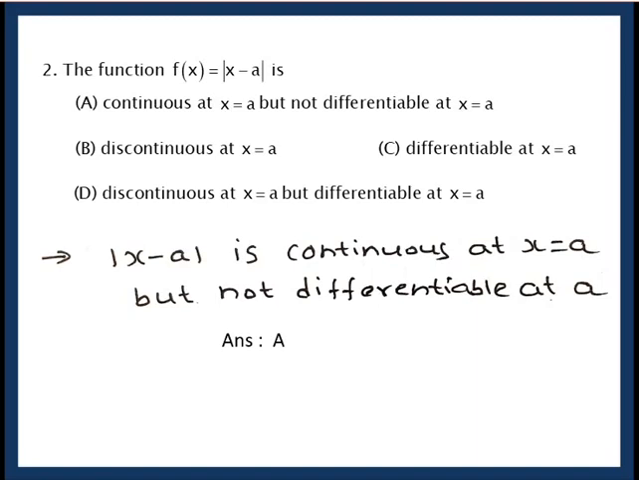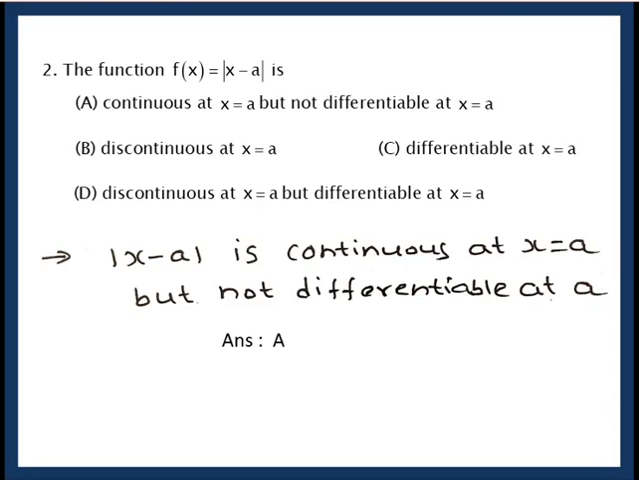This one, the function f of x equal to mod of x minus a is, option A, continuous at x equal to a but not differentiable at x equal to a; discontinuous at x equal to a; differentiable at x equal to a; discontinuous at x equal to a but differentiable at x equal to a.